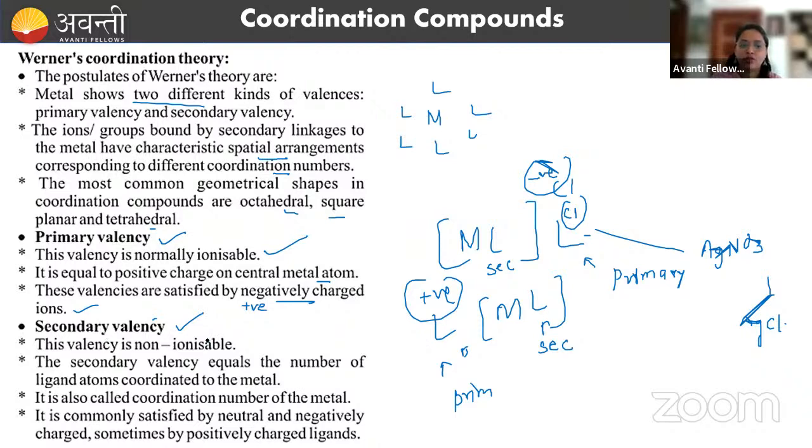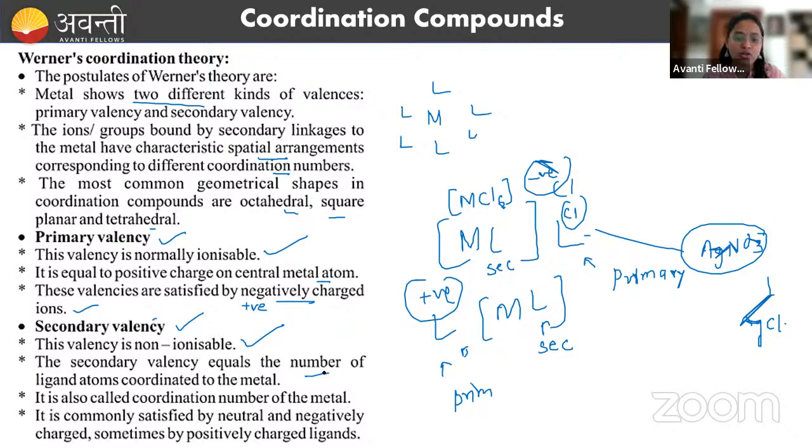Next, secondary valencies. So these valencies are non-ionizable. Suppose in this coordination compound chlorine is present inside the bracket, then that chlorine will not be ionizable. However much AgNO3 you add, it won't get ionized. Whatever amount of AgNO3 you add, if the chlorine is present inside the coordination bracket, then it is not ionizable because it is a secondary valence.